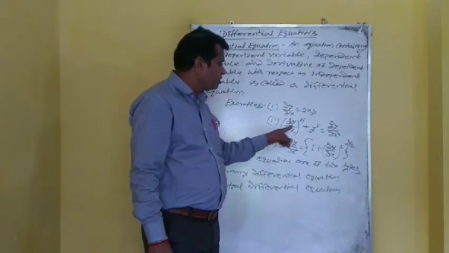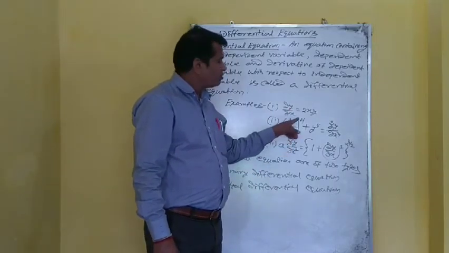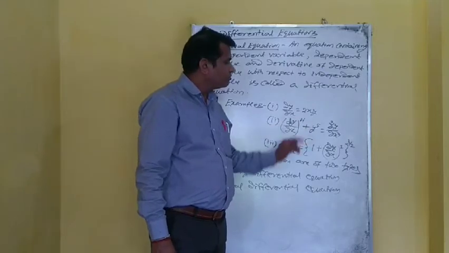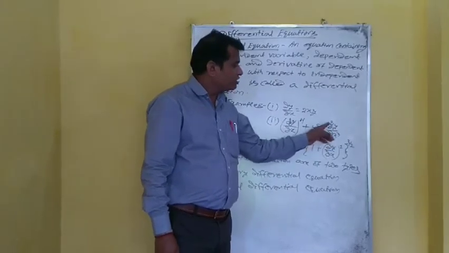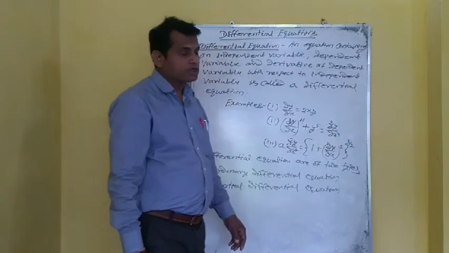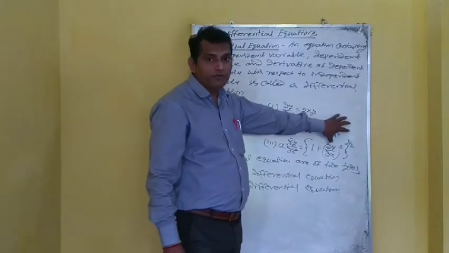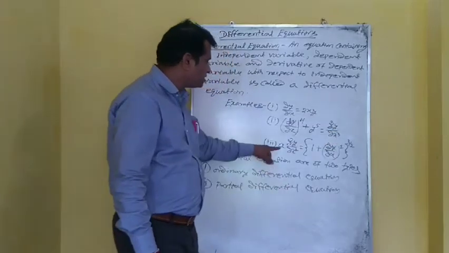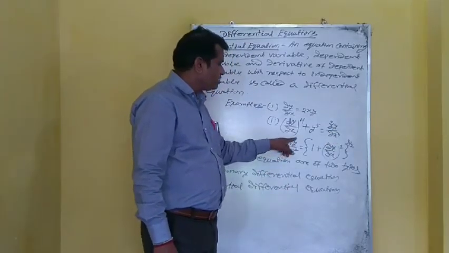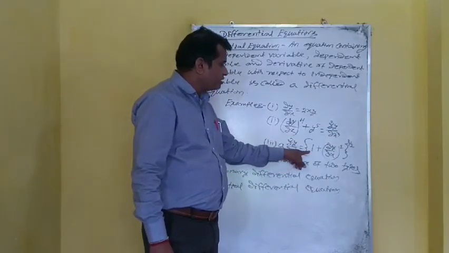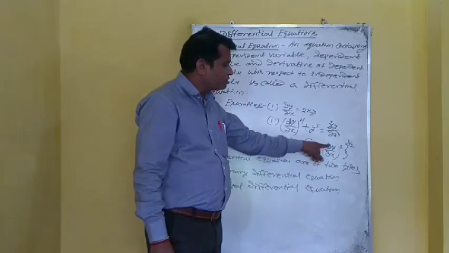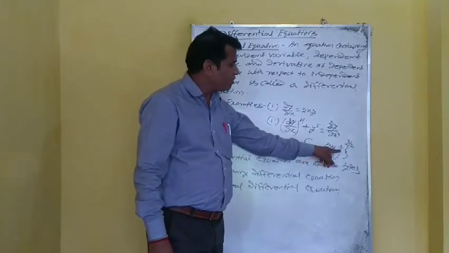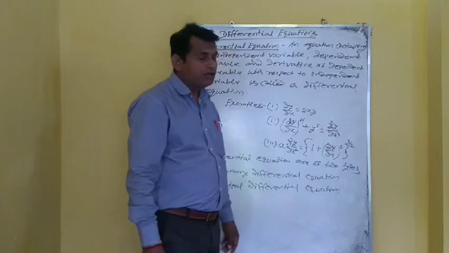Another example, (dy by dx) whole to the power 4 plus y to the power 5 is equal to d cube y by dx cube. Third order derivative of the dependent variable y with respect to x. Another example, y d square y by dx square is equal to (1 plus (dy by dx) whole square) whole to the power 3 by 2.